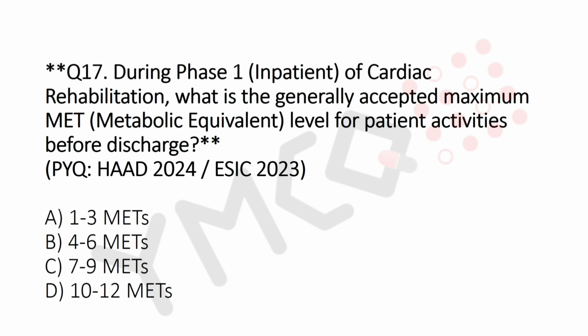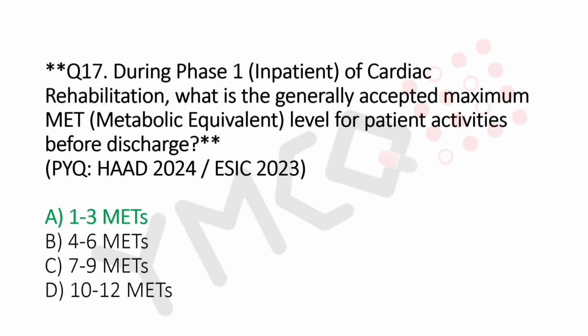During phase 1 inpatient cardiac rehabilitation, what is the generally accepted maximum MET, metabolic equivalent, level for patient activities before discharge? Option A, 1 to 3 METs. Option B, 4 to 6 METs. Option C, 7 to 9 METs. Option D, 10 to 12 METs. And the answer is option A, 1 to 3 METs.